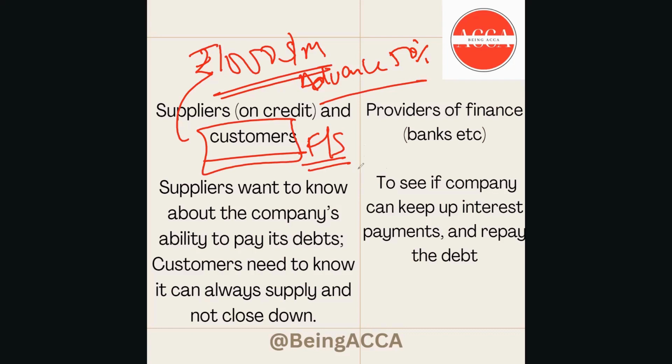going concern issues. So this is the reason that the customers will be looking for the financial statement, simply because they want their supplies to be made. So customers need to know it can always supply and not close down, right?